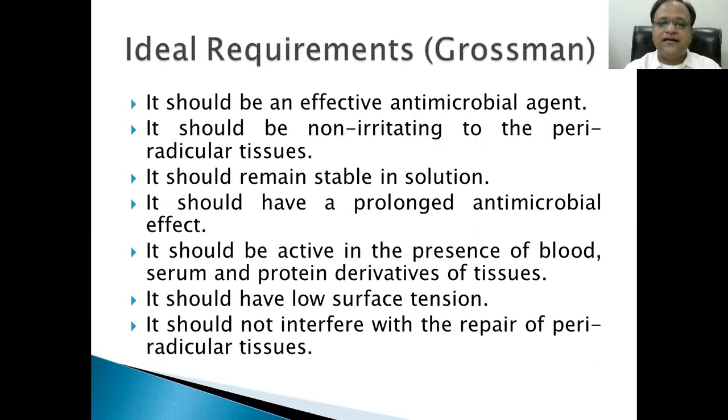So commonly, the ideal requirements that are given by Grossman, I'm just enumerating a few of them. It has to be an effective antimicrobial agent. It should be non-irritating to the periradicular tissue or periapical tissue. It should be stable when it is in solution form. It should have a prolonged antimicrobial effect. It should be active in the presence of blood, serum, and protein derivatives of the tissues.